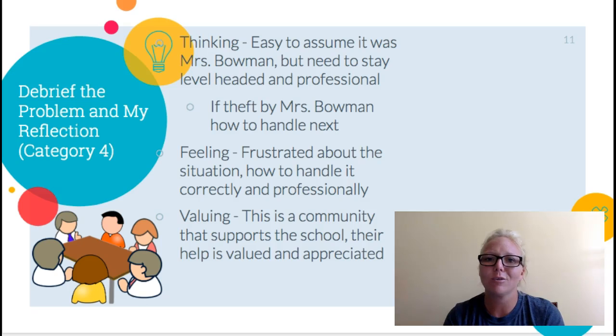And then definitely valuing. How do I value the situation? Even though there was this mishap, this is a community that supports the school in a lot of ways. They volunteer during the day. They volunteer after school. Their help is definitely valued and appreciated, because a lot of the things that occur, those fundraising activities, could not happen without parent volunteers.